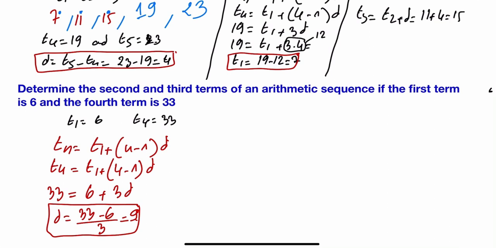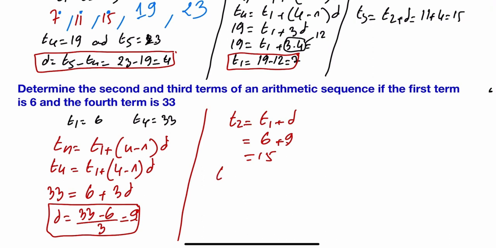So we need to find the second term from the first term. So T2 is T1 plus d, which is 6 plus 9, which is 15. The third term, T3, is T2 plus d, which is 15 plus 9, which is 24.